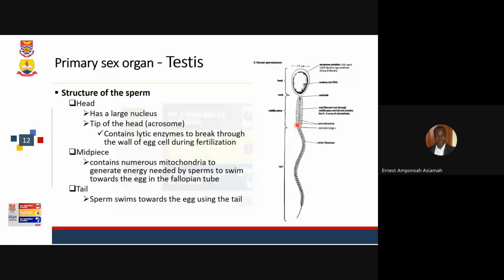Then we have the middle piece. The middle piece is made up of mitochondria. We know that mitochondria help to generate energy, and this energy will be used by the sperm cells to swim. Then we have the tail. The tail is actually made up of centrioles, which they use in order to bring about movement. We know that centrioles contain microtubules, and microtubules are very important when it comes to movement of cells.